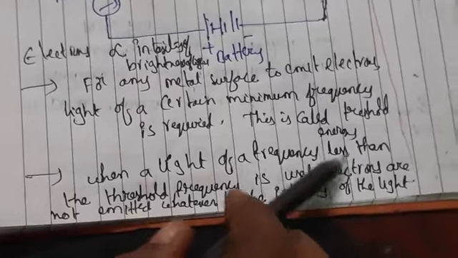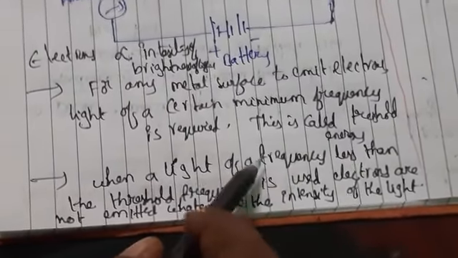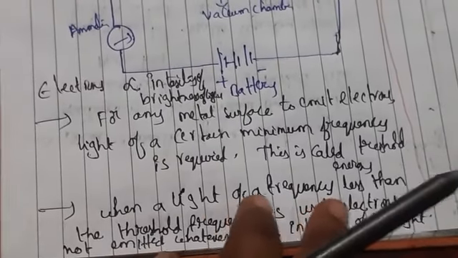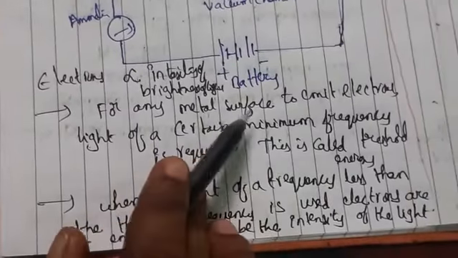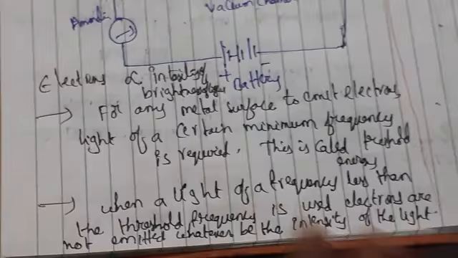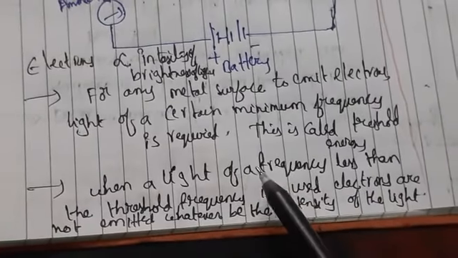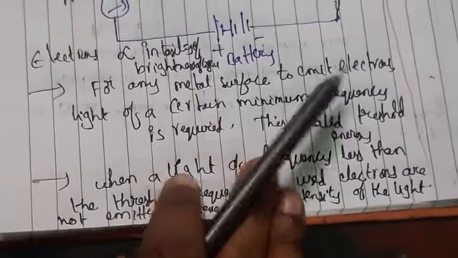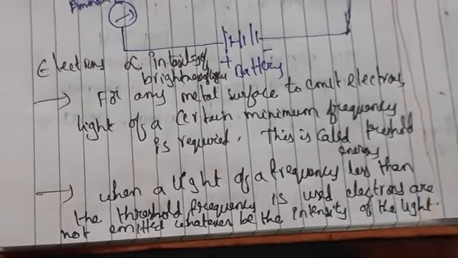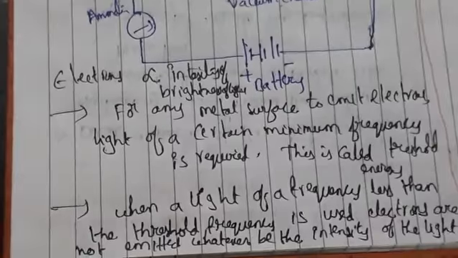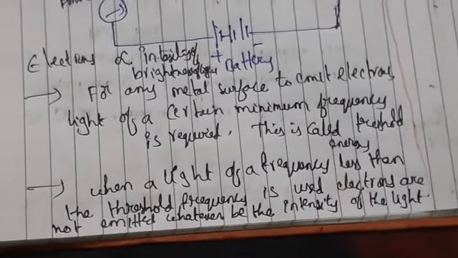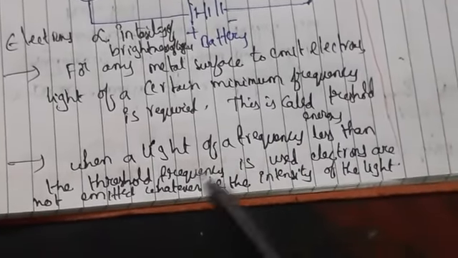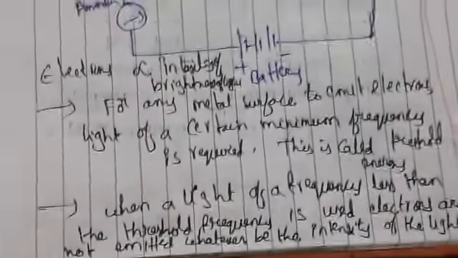So see here, what is threshold energy? I have told you, the minimum frequency required to emit an electron from the metal surface, we call it threshold energy. Whenever the frequency is less than the threshold, electrons will not be emitted whatever the intensity. Even if the intensity is high, it is not going to remove electrons, because the light has a very low frequency compared to the threshold.